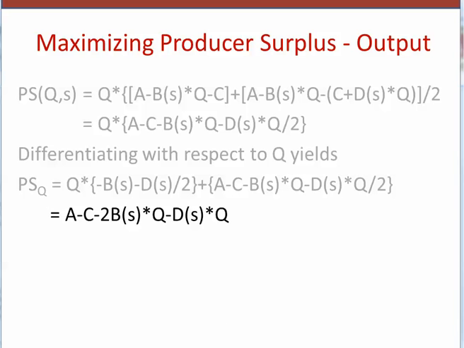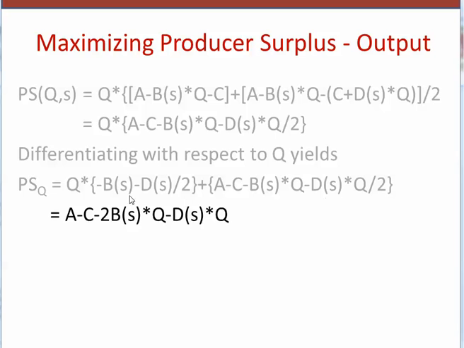Oh, bad. Oh, I see. I'm totally sorry. Let's pause here. Let me stay with this for a second, but I've read this wrong. We are actually choosing output here. So this Q and this Q are right. We're choosing Q, output, to maximize producer surplus.